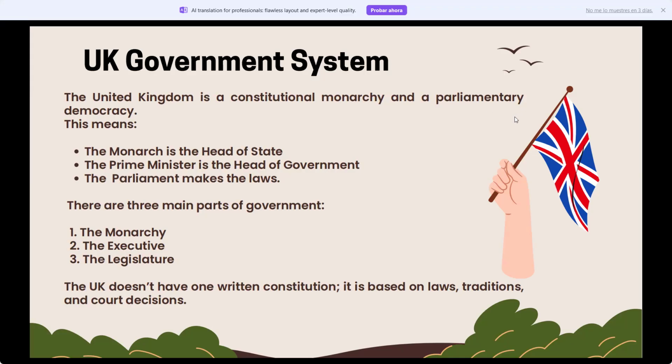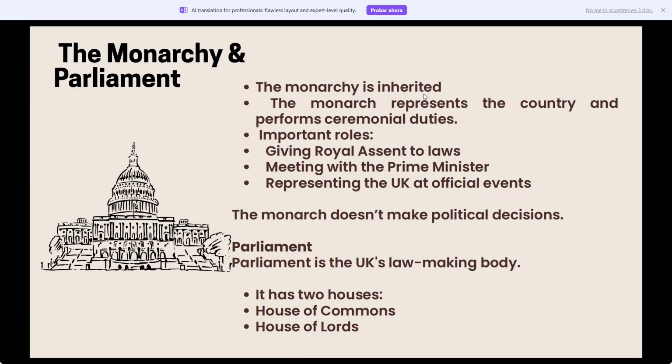So the legislature is the parliament, which has two houses. One is the House of Commons, that is elected by the public, and it is responsible for drafting laws, voting on them, representing citizens, and examining the government's work. And the other house is the House of Lords, whose members are appointed, and it reviews and revises legislation.